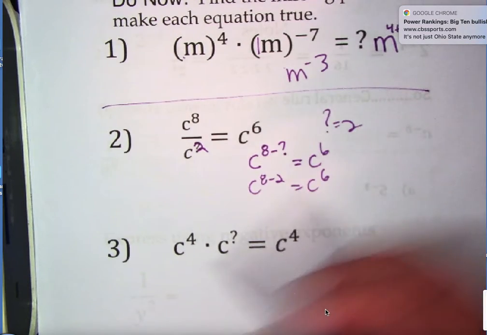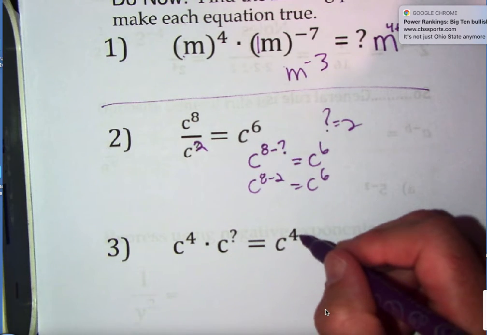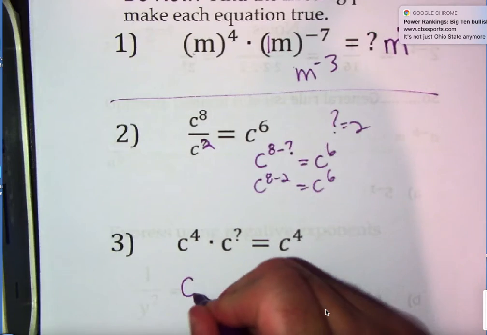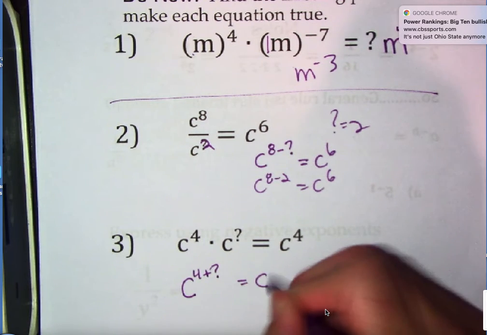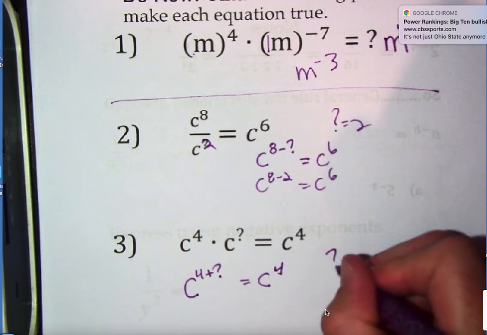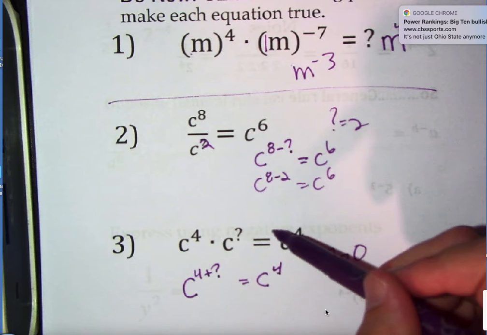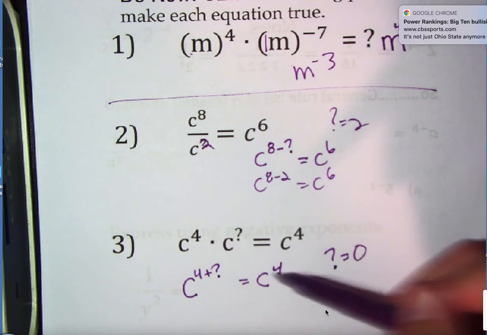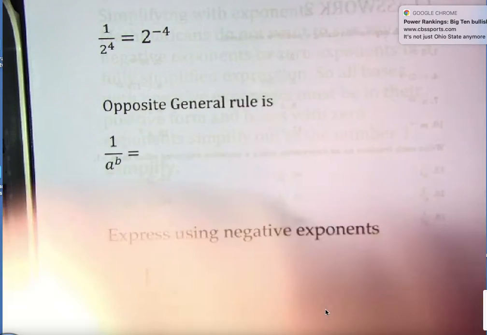Fantastic. And how about the last one? If we have c to the 4th times c to the what equals c to the 4th, again, the rule is keep the base the same and add the exponents. What's the only thing that the question mark could be? Well, it has to be 0. Because c to the 0 times c to the 4th is c to the 4th. Great. Hope that went well for you.